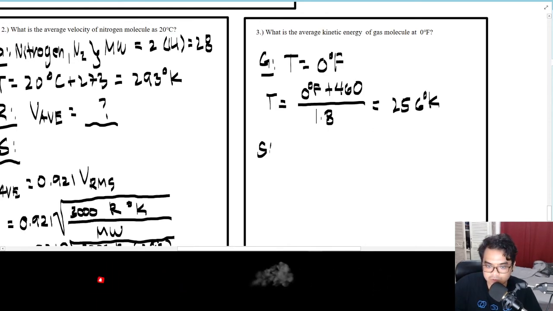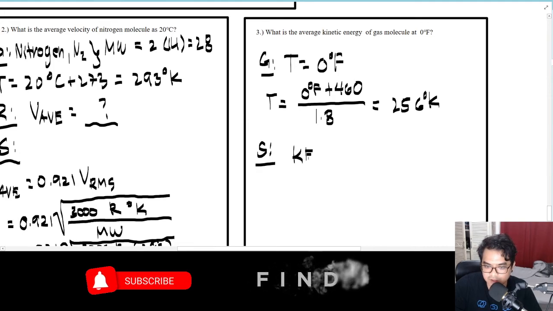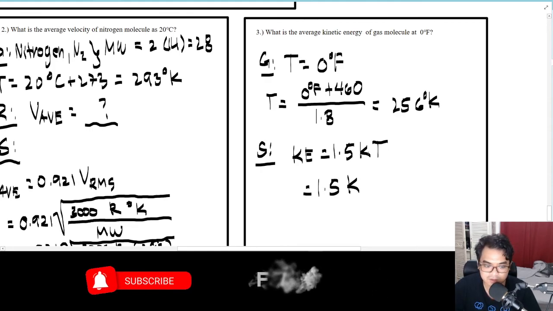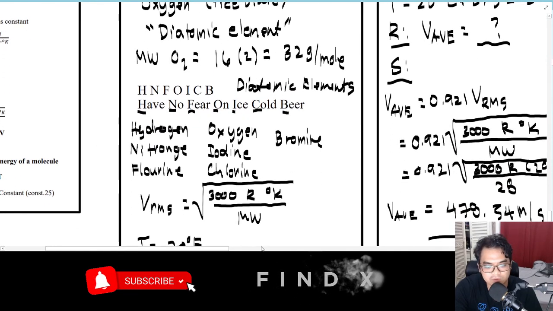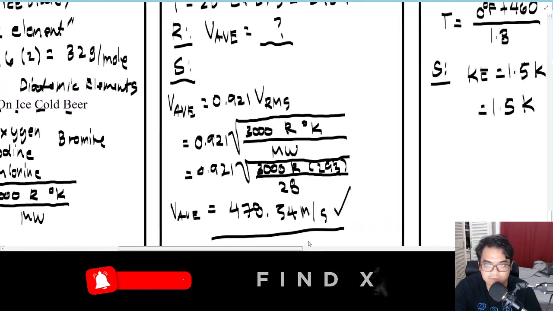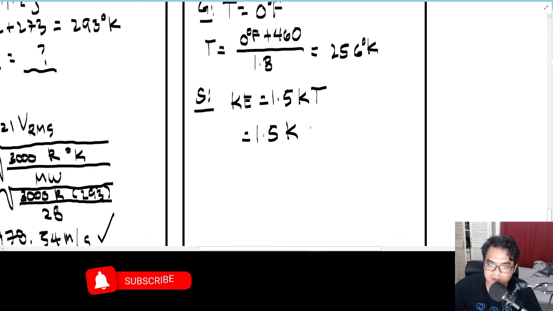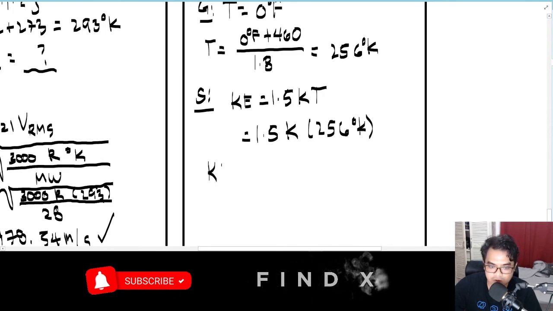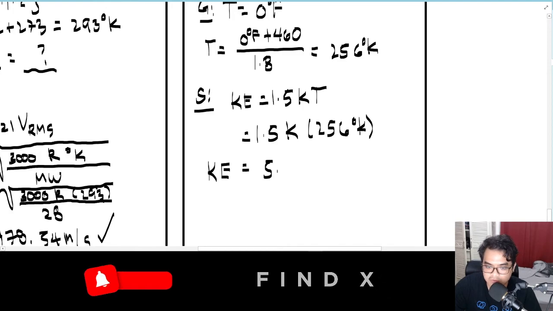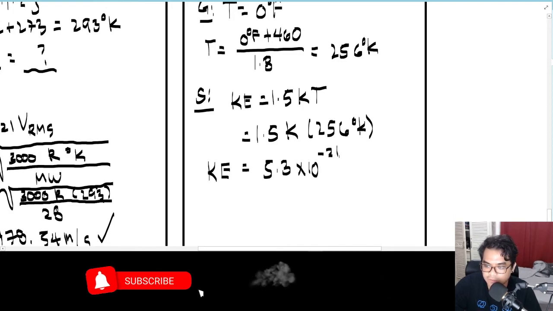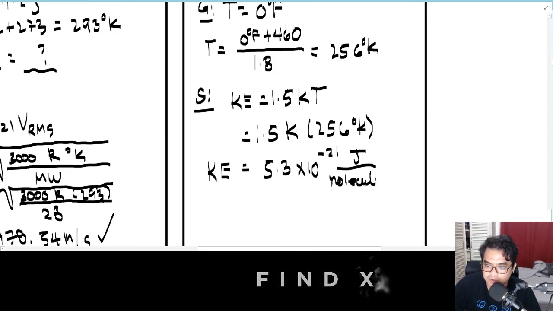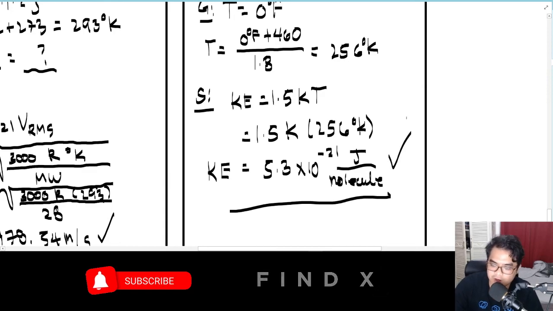Okay? And then for the solution, all you have to do is to use the formula, which is the kinetic energy is just 1.5 of the K T. So this is equal to 1.5, where K is your Boltzmann constant, that is constant number 25, times the temperature, 256 Kelvin. Therefore, your KE, or the average kinetic energy, is just 5.3 times 10 raised to negative 21 joule per molecule. Okay, so that will be the unit for this. And this will be your answer.